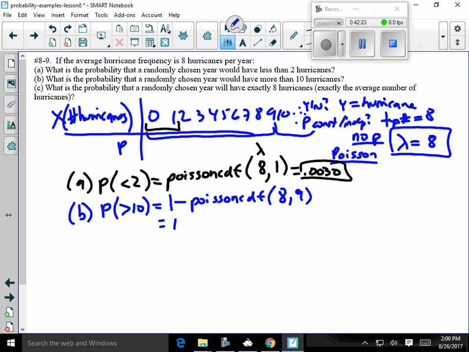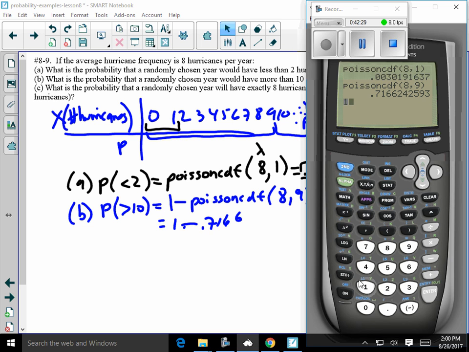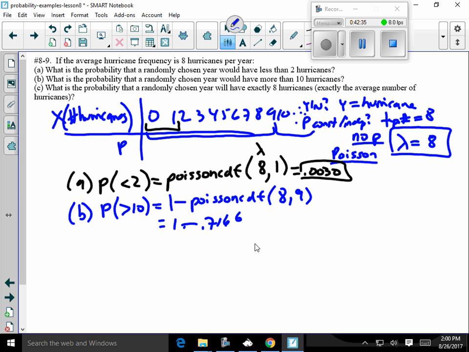So it's 1 minus 0.7166, which turns out to be about 0.2834. So there's about a 28% chance of having more than 10 hurricanes.